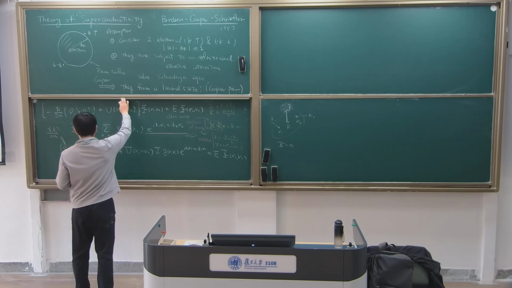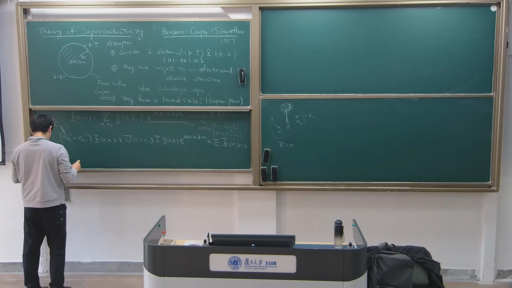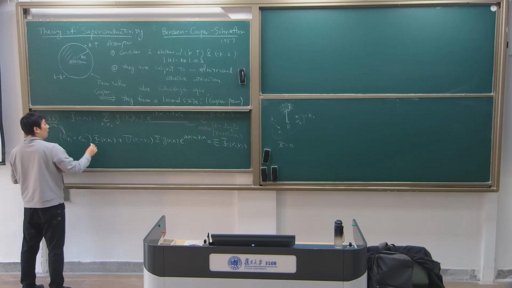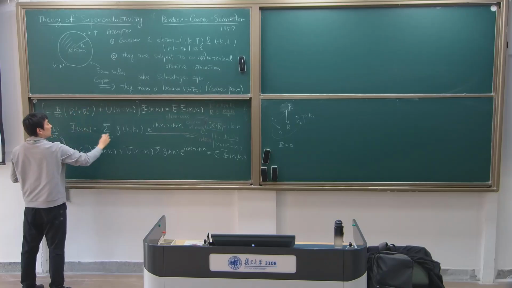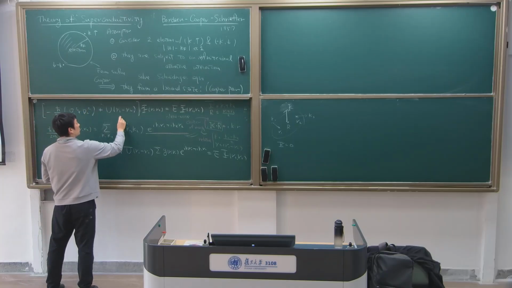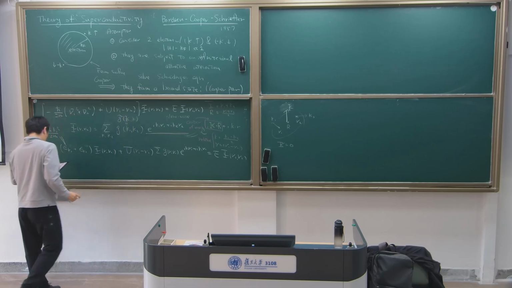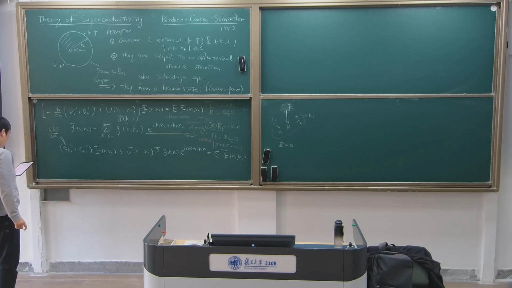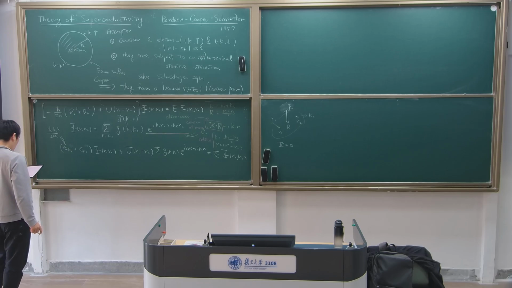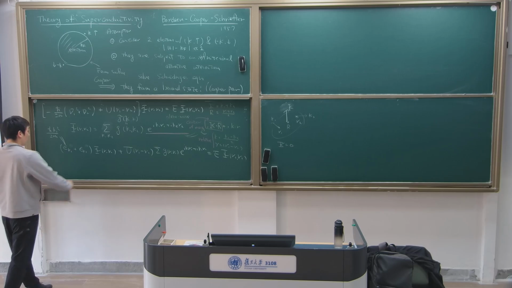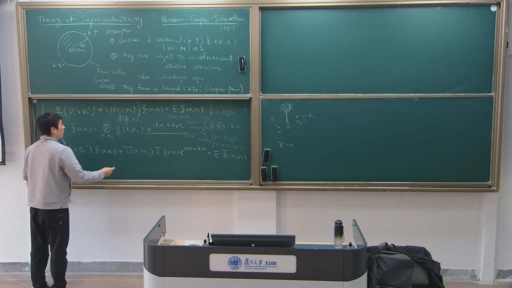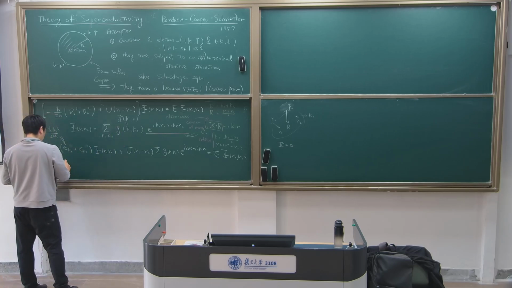Then what's going to happen is that if you write down everything in terms of this momentum, this one can be written like this. And then let's first assume capital K is zero, and then this can be written like this.